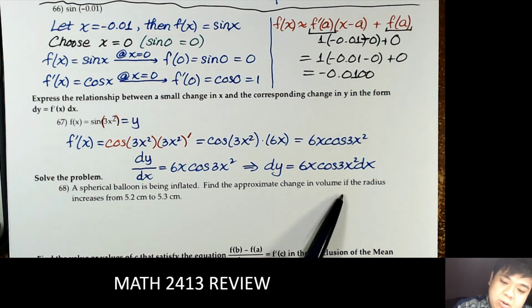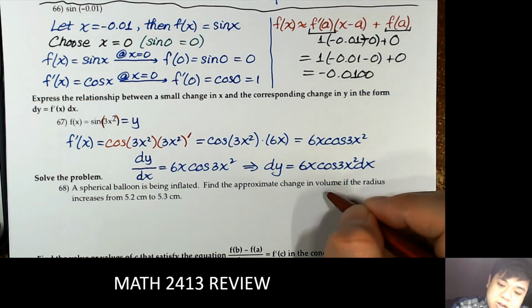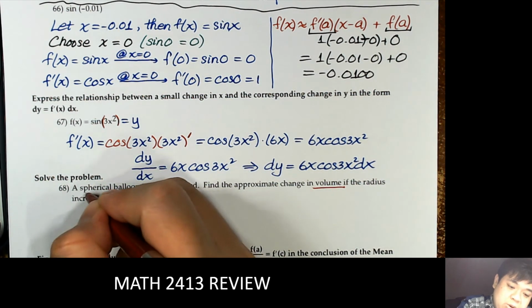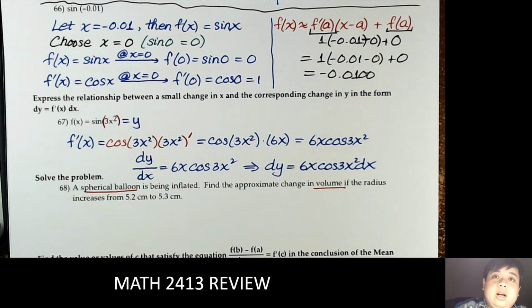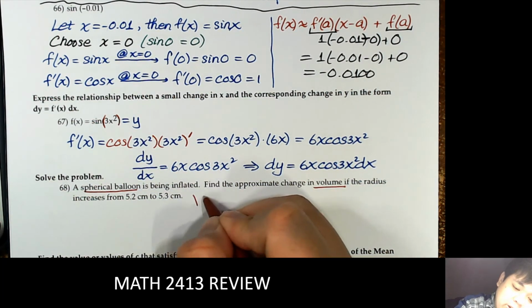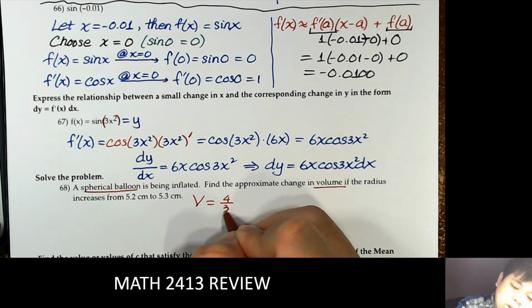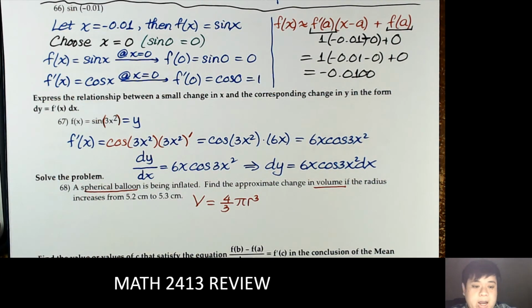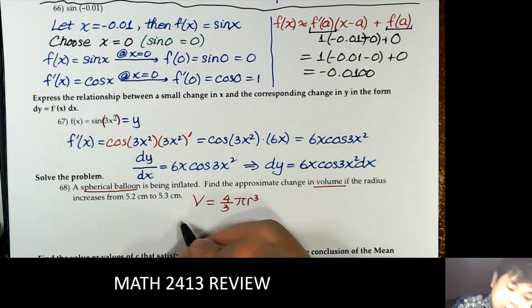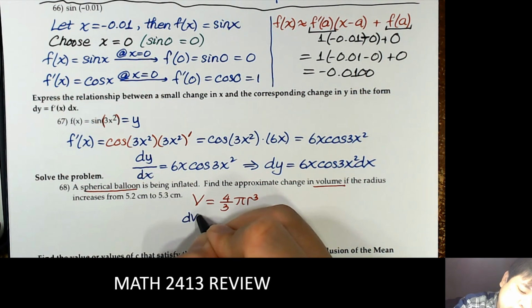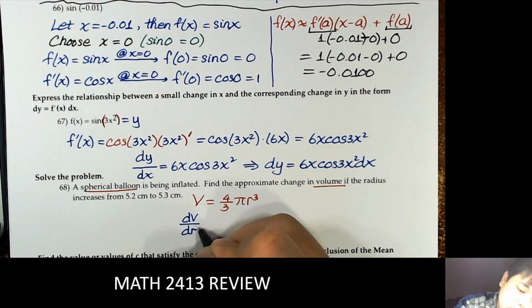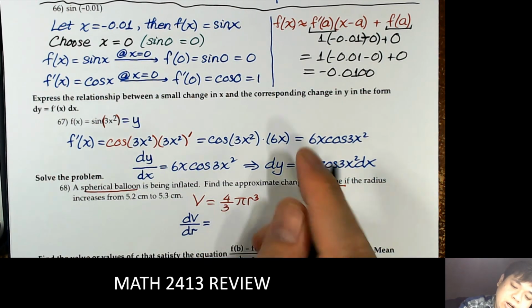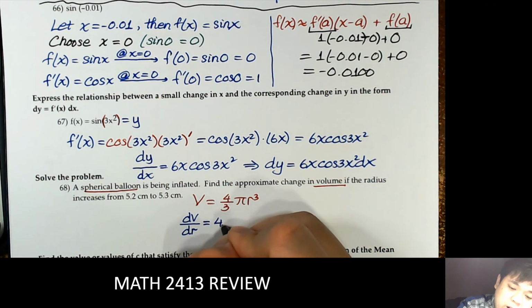Find the approximation values, radius increase from that to that. Right. Let's say what we have. This is the volume of the sphere. Volume of the sphere, V equals 4/3 pi r cubed. And we take the derivative. So we have dV over dr equal to, take that 3 down, so it will be 4 pi r squared.